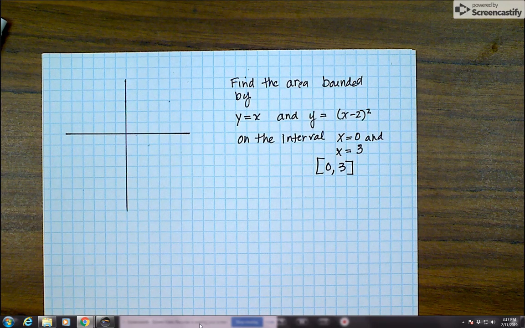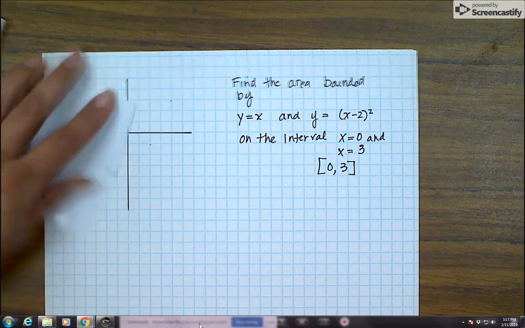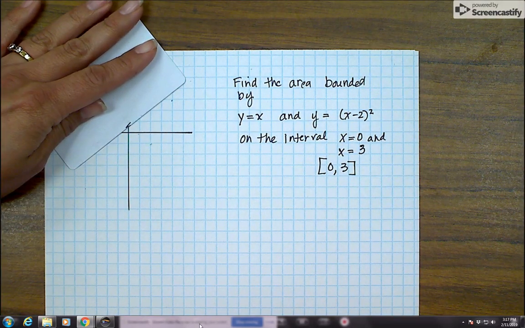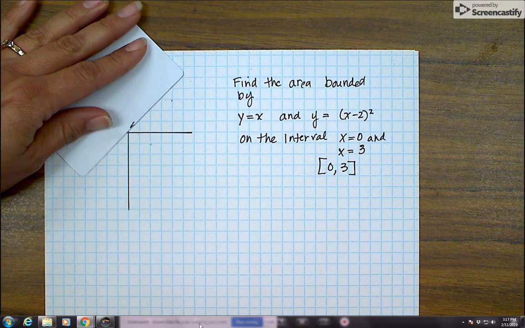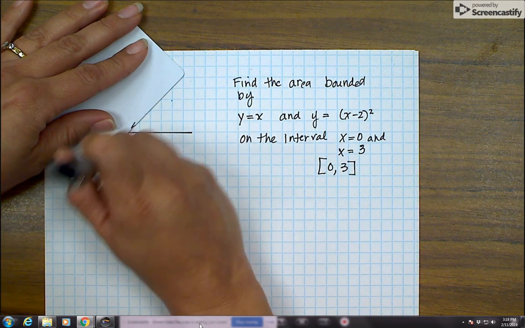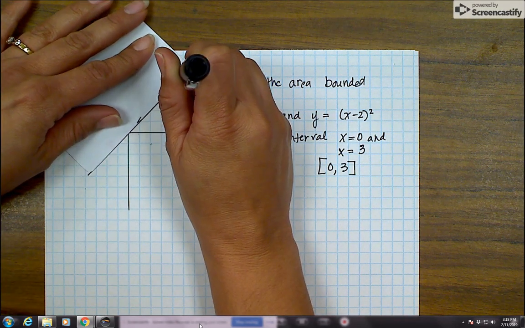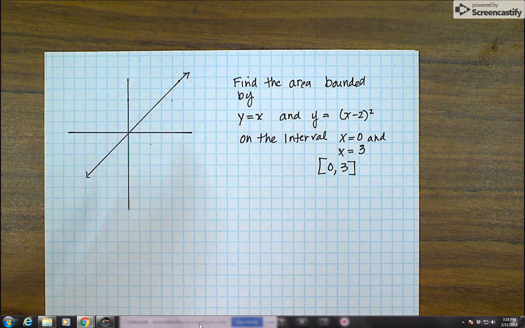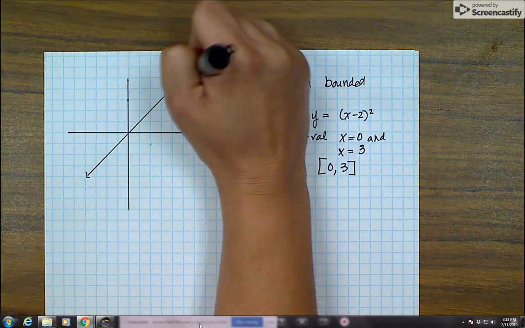So first, let's go ahead and start graphing this. So y equal to x is very easy. We have our line, y equal to x line, like so. And I'm going to label this y equal to x.